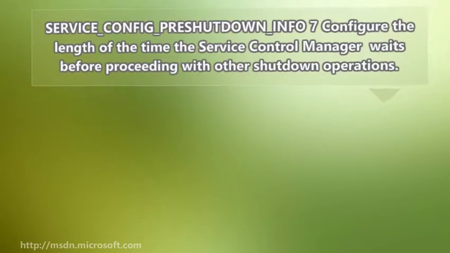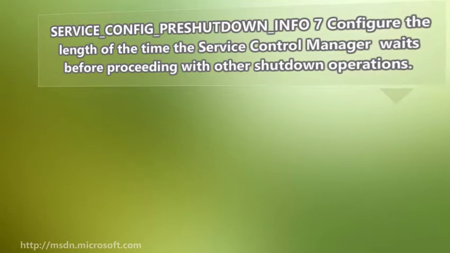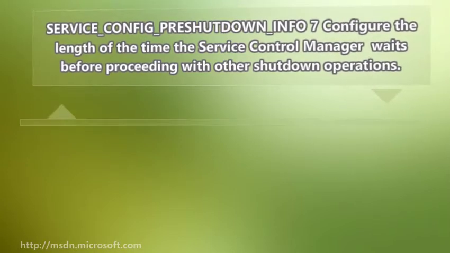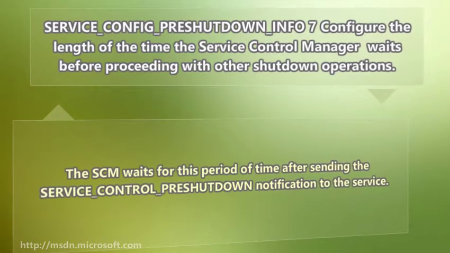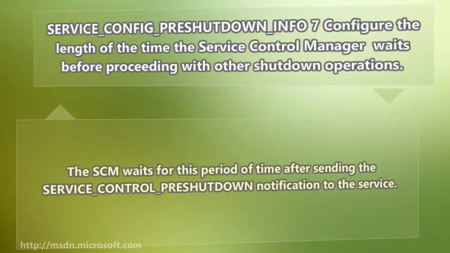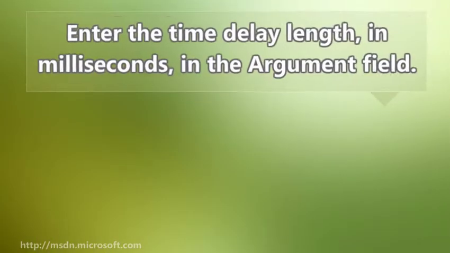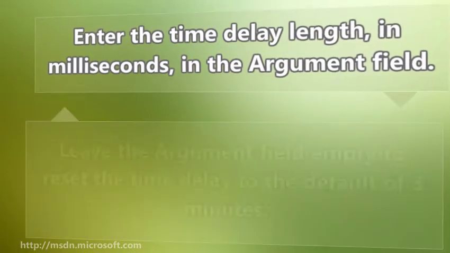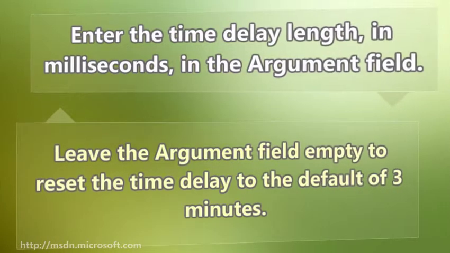Service config pre-shutdown info 7: configure the length of time the service control manager waits before proceeding with other shutdown operations. The SCM waits for this period of time after sending the service control pre-shutdown notification to the service. Enter the time delay length in milliseconds in the argument field. Leave the argument field empty to reset the time delay to the default of 3 minutes.